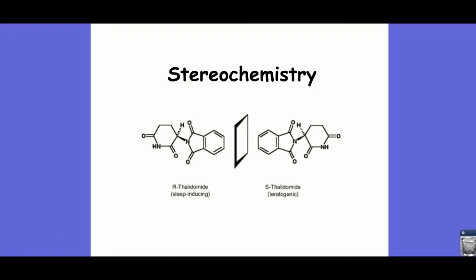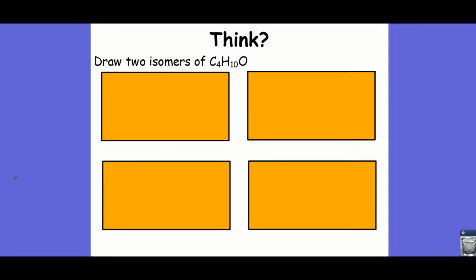So first of all, I would like you to draw two isomers of a molecule which has the molecular formula C4H10O. There are four possible answers. If you can draw four, then great. But pause the video here and jot them down.